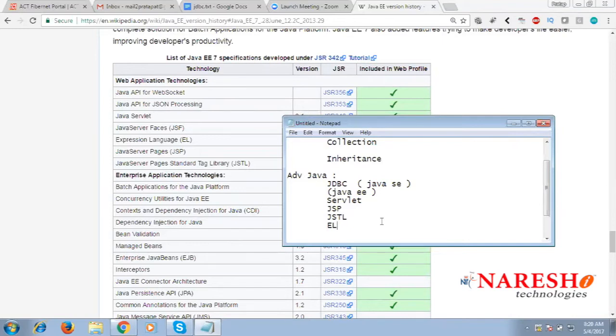So only these topics you are going to teach as part of advanced Java? Yes, advanced Java. So servlets, JSP, JSTL, and EL, only these 4 technologies we are going to learn in advanced Java, right? No, we have JDBC also. Oh, yeah. That comes from the Java SE platform. That's not part of Java EE.